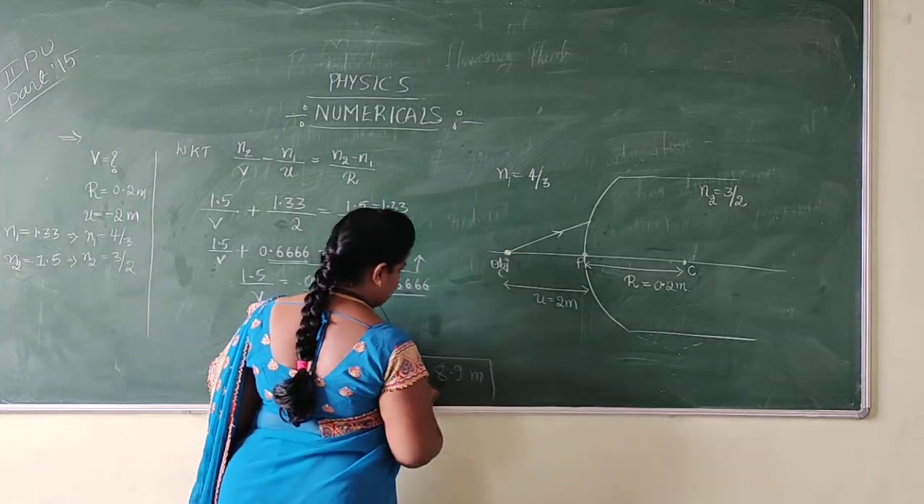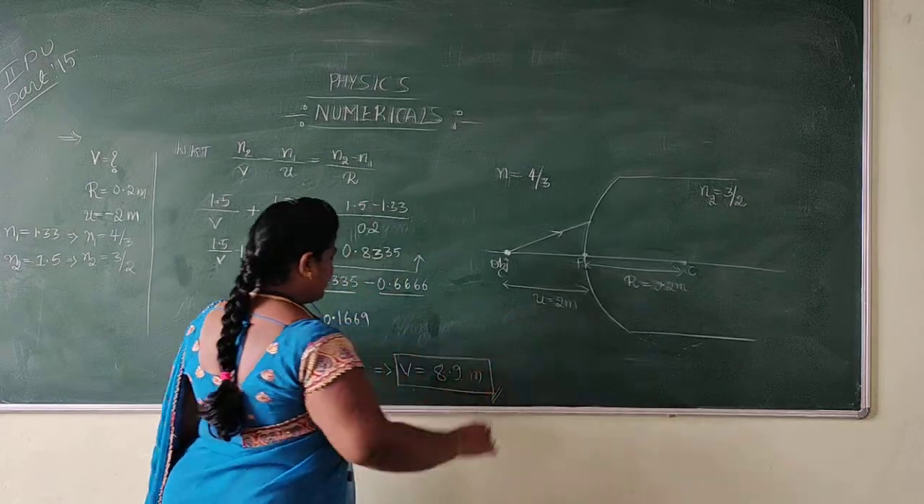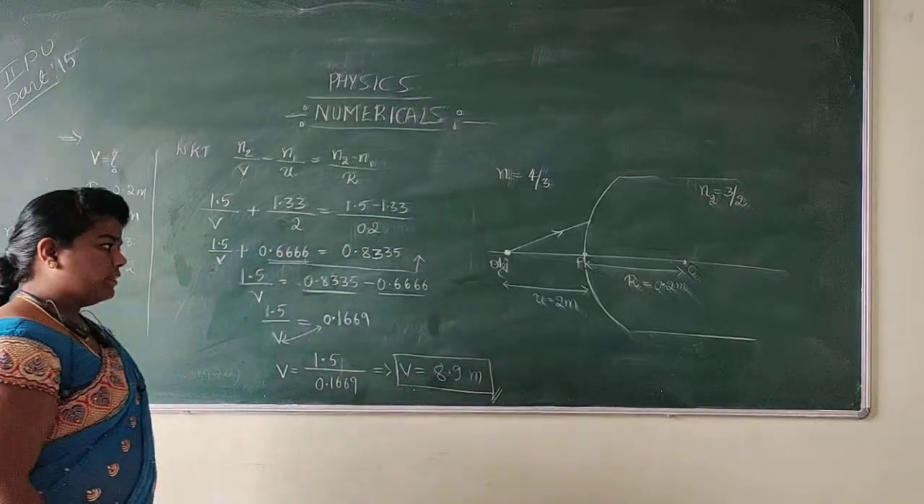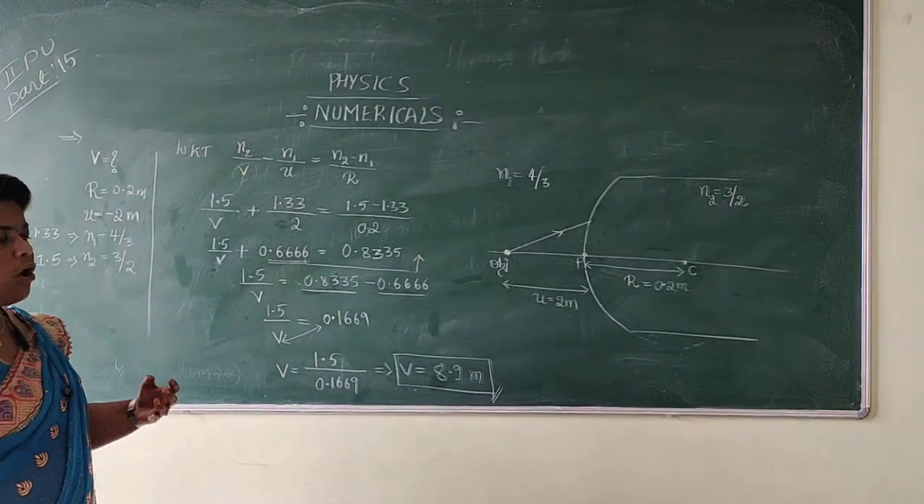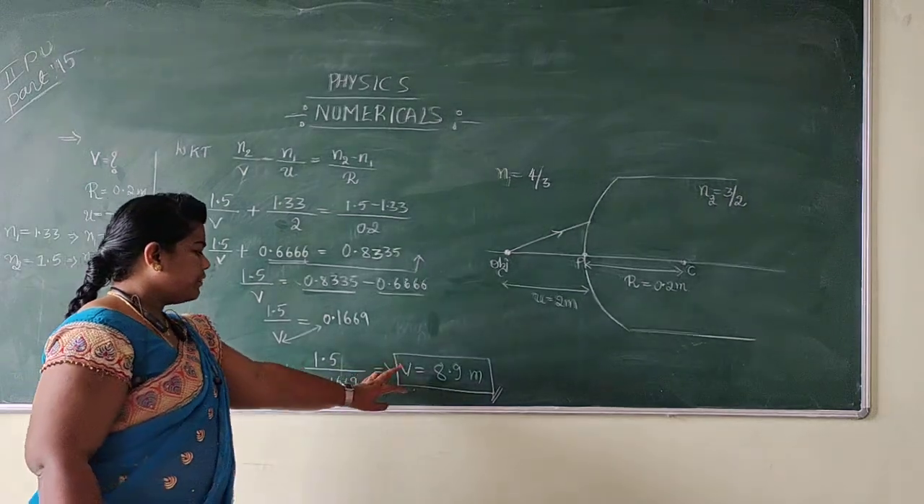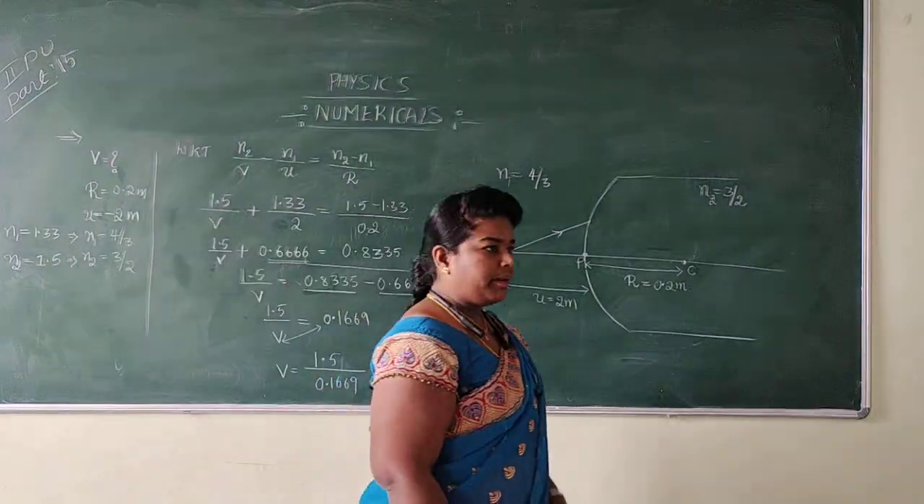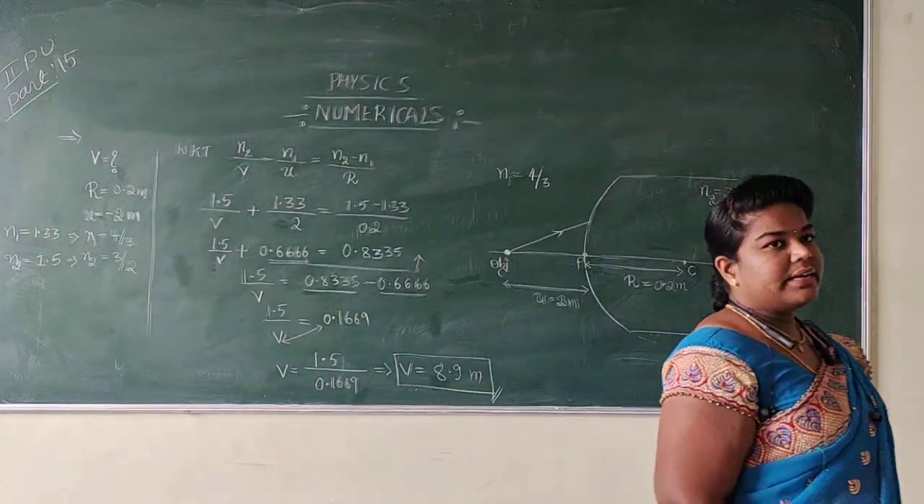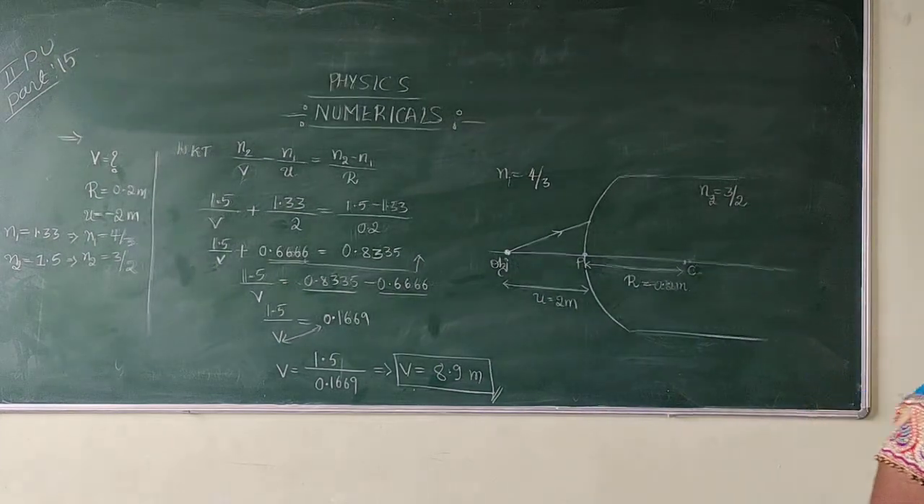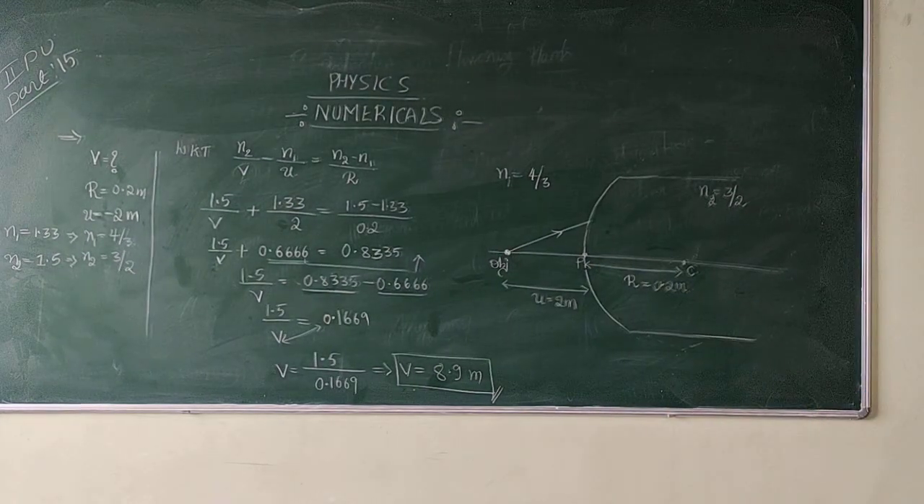So what is v? v is the image distance. Finally, we calculated the image distance of the image formed by the object. So v is equal to 8.9 meter. 8.9 is nearly equal to 9 itself, so directly writing v equal to 9 meter is also correct.